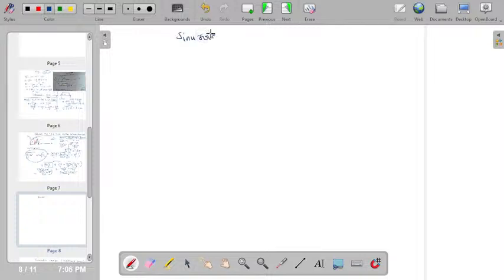So now let's see. Sinusoidal voltage and current. What's the whole concept of sinusoidal voltage and current? Now we're going through this simply. Okay, so now let's see something here.